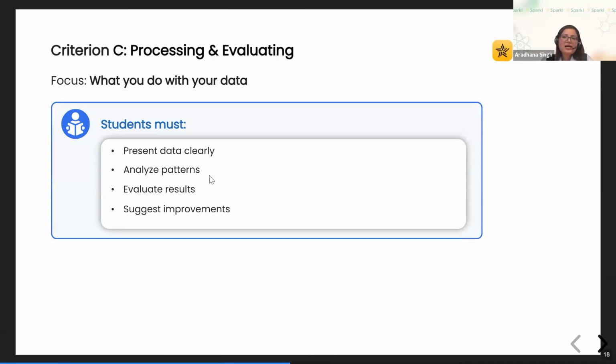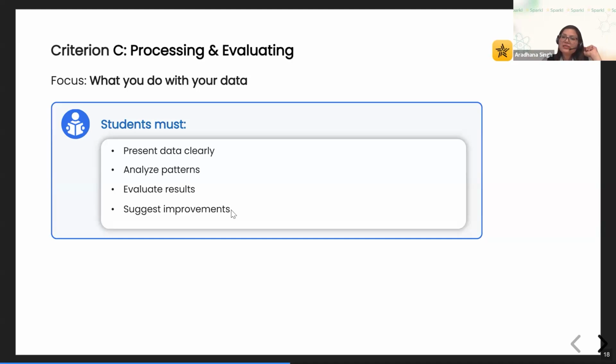Analyze the pattern. How will you analyze the pattern? By plotting the graph. Evaluating the result. How will you evaluate? By taking the insight from the trend which you see after plotting the graph. What is the trend? Is it a linear trend? Is it a curved trend, or is it something else? So the trend of data you can get after plotting it in the graph.